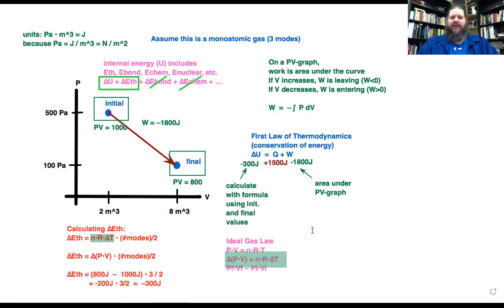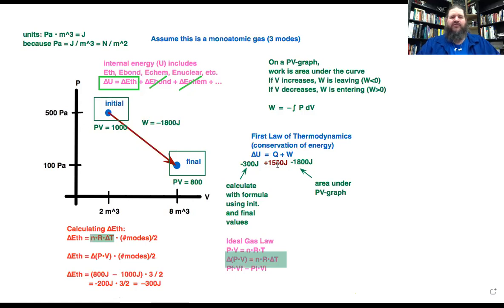Any questions on how all that works, how all these pieces fit together? Can you ever determine Q directly, like we did for delta U and work? Not on the pressure volume graph. The pressure volume graph does not directly tell you the value of Q.